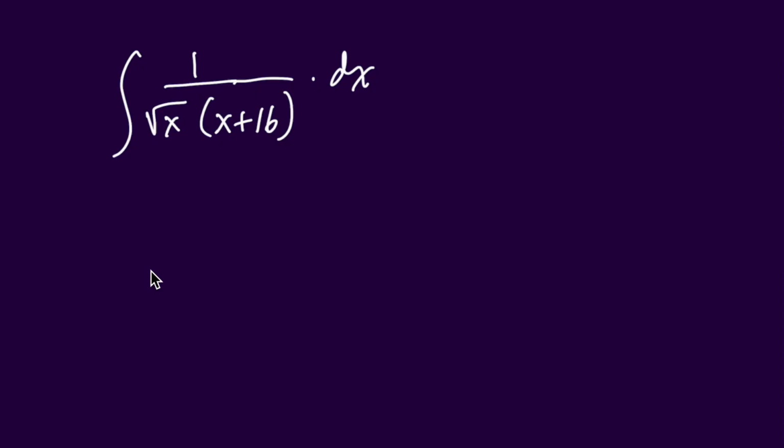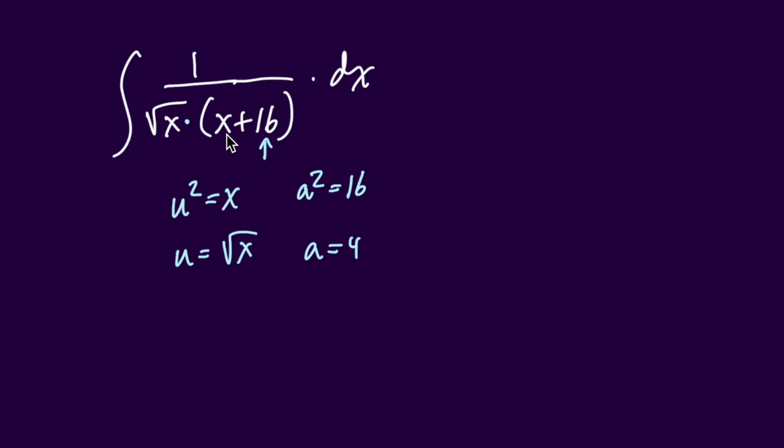This next integral is very interesting. So we have a 1 on the top, and we have a perfect square here, but x doesn't strike you as a perfect square unless you recognize that if you let u squared equal x, then u could equal the square root of x. We're going to let a squared equal 16, which means a equals 4. So now, before I forget, we're going to do du over here.